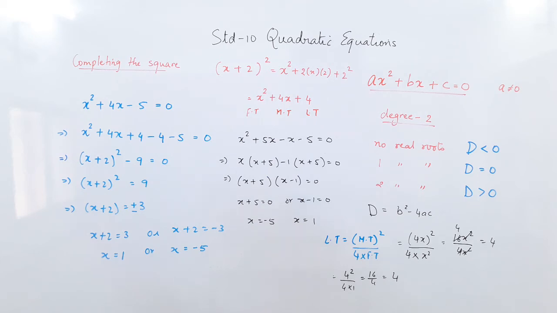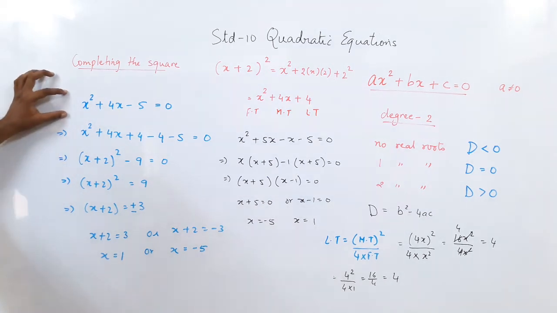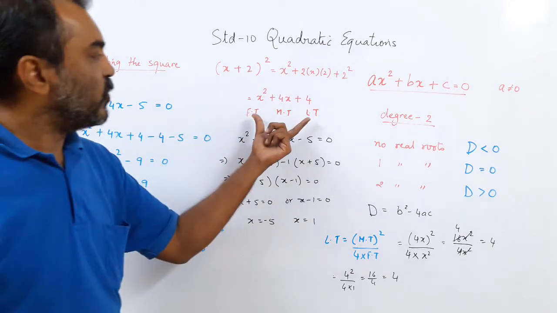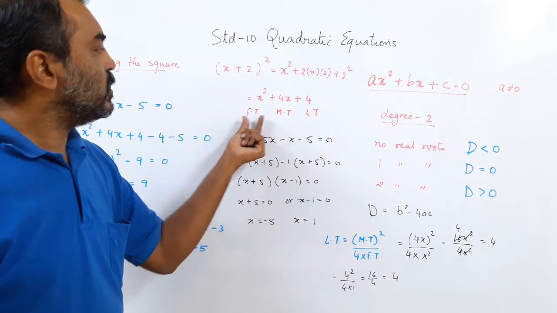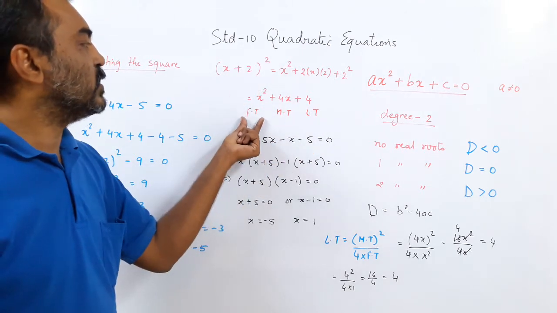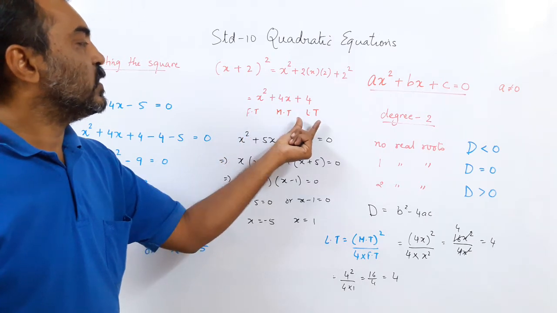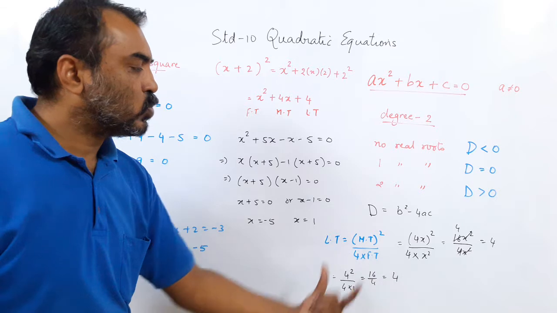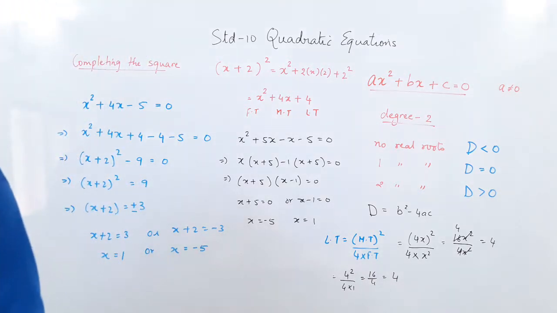So remember this. In completing the square, you will have to take the first term, the second term, and the last term you have to find to make it a perfect square. So in a perfect square, we have got first term, middle term, last term. First term plus last term, the whole square, equals first term plus middle term plus last term. How do you find the last term? The formula is middle term the whole square upon 4 into first term. So have you understood how to use this?